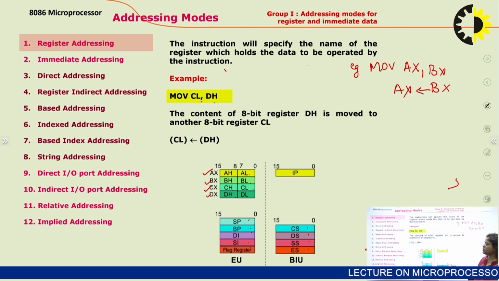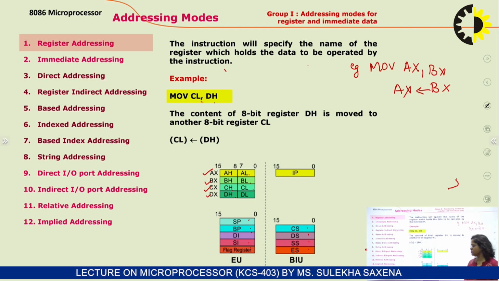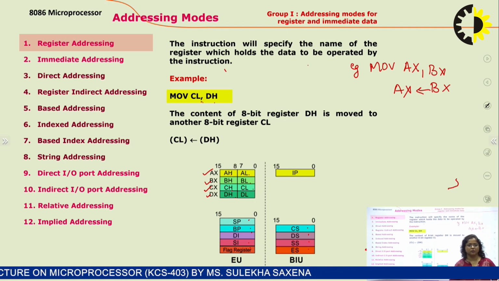There are some do's and don'ts which need to be followed in writing register instructions. First, both the operands must be of the same size, either byte or word. Second, destination can never be immediate data. Third, both the operands must be register content and will not carry any memory data.